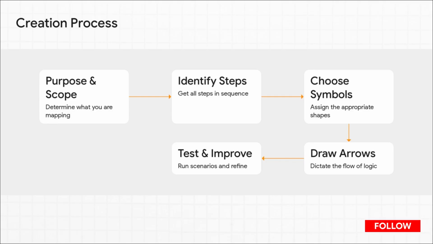Step 4, draw the connection arrows to dictate the actual flow. And Step 5, test and improve. Run a hypothetical scenario through your chart and see if it breaks. And if it does, well, refine it.